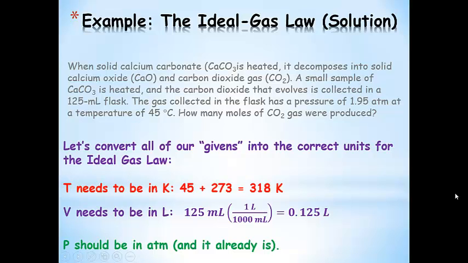Another thing that we need to do is convert all of our givens into the correct units for the ideal gas law. Temperature needs to be in Kelvin, and just remember you take the degrees C, you add on 273 and you get 318 Kelvin. That's the conversion from degrees C to Kelvin. And remember, for gas laws we always have to be in Kelvin temperature units. The volume needs to be in liters, so we remind ourselves that there are 1,000 milliliters in 1 liter. So 125 milliliters converted to liters is 0.125 liters, and the pressure should be in atmospheres, and fortunately for us, it already is.